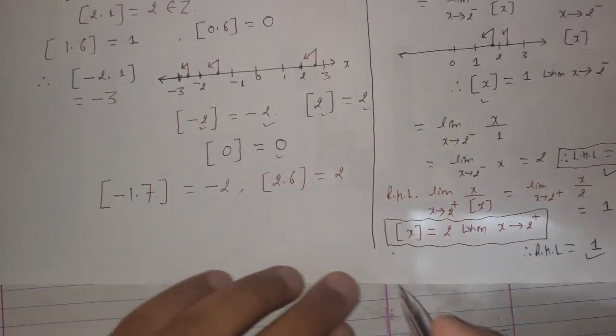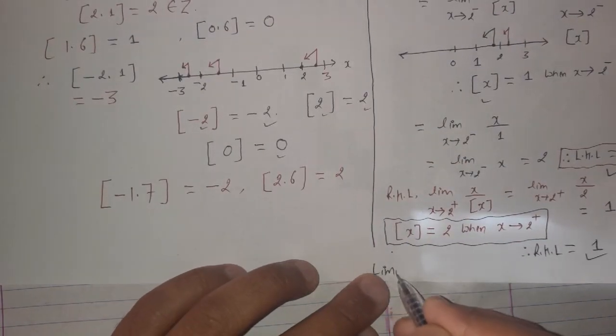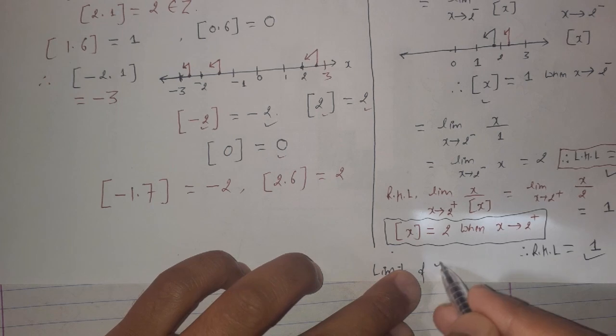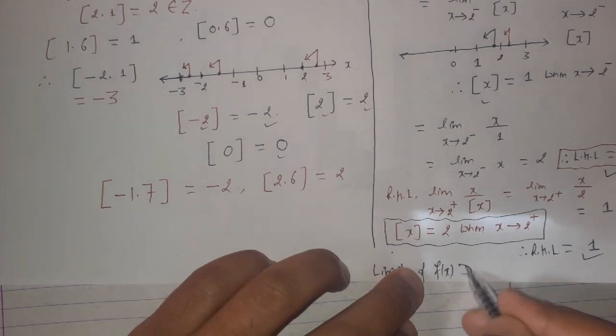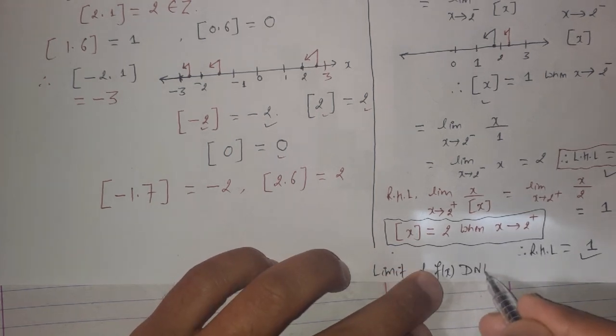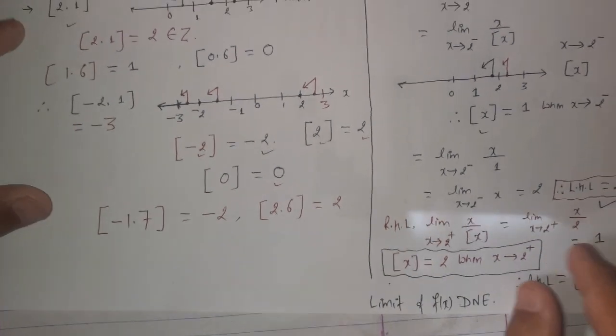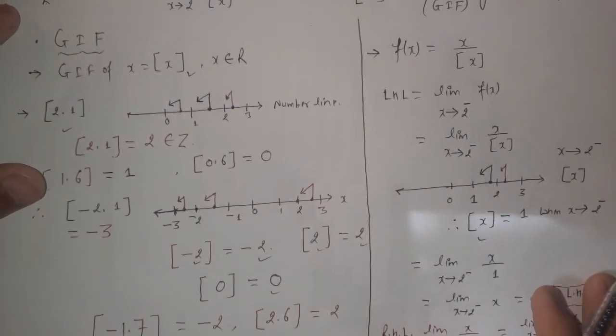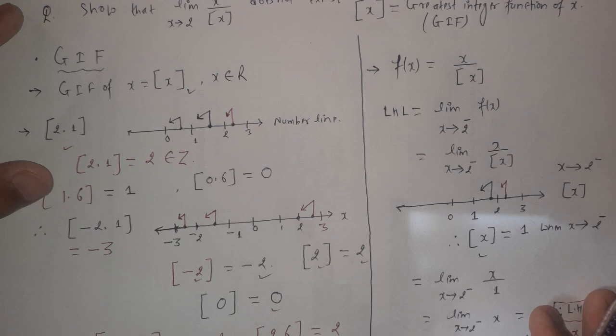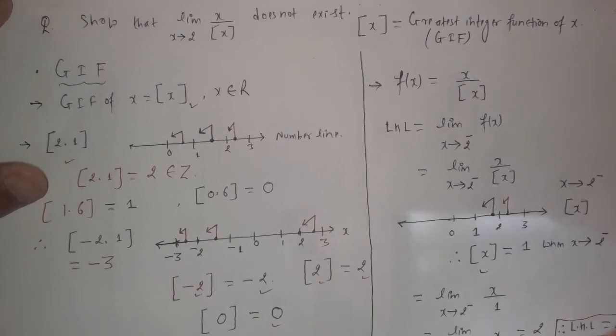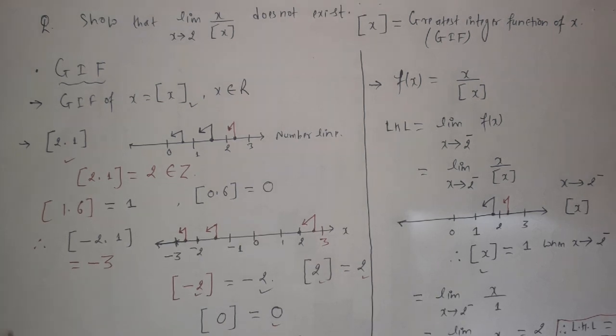So we can conclude that the limit of f of x does not exist at the given point. Here we solved this particular problem, which is related to the greatest integer function, as well as the existence of the limit of a function.